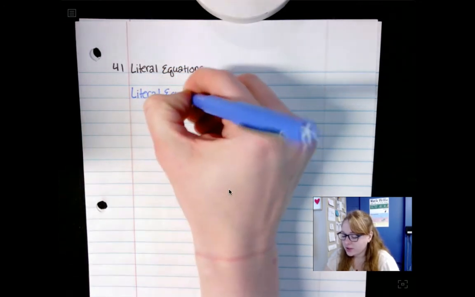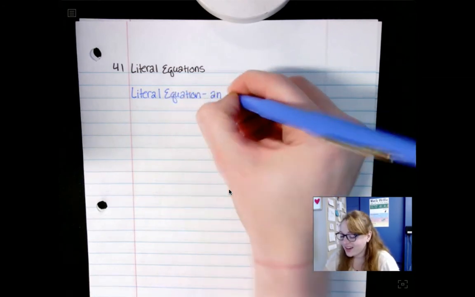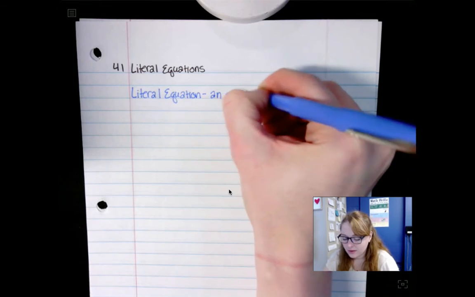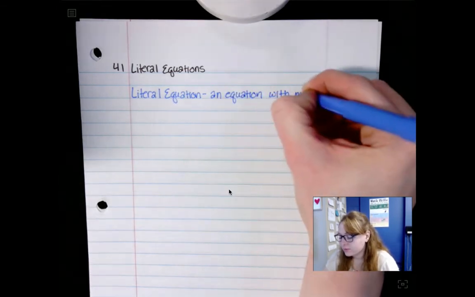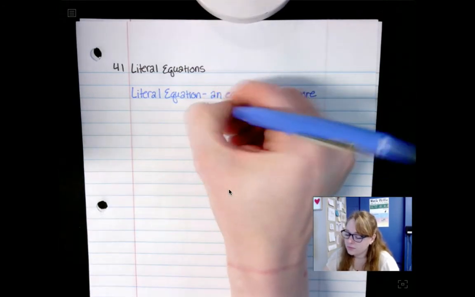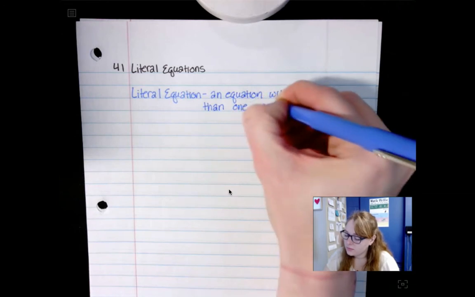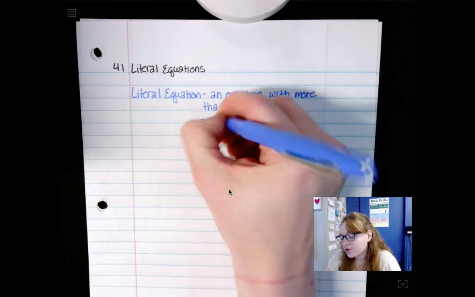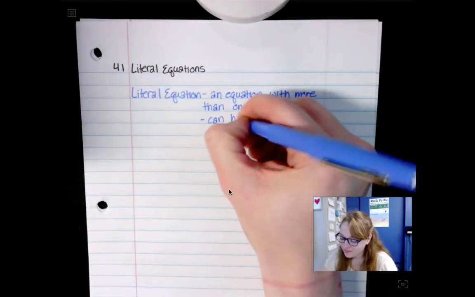So a literal equation is an equation with more than one variable, and it can have numbers, but there's no guarantee that it will have numbers.